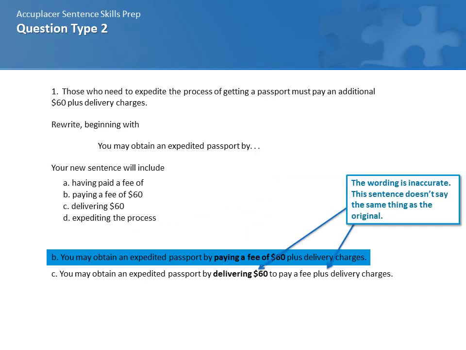C is problematic because we're not asked to deliver $60 in the original sentence. We're asked to pay. So a sentence using option C might read, "You may obtain an expedited passport by delivering $60 to pay a fee plus delivery charges." So that doesn't preserve the original meaning of the sentence, and that wording is inaccurate and a little awkward.